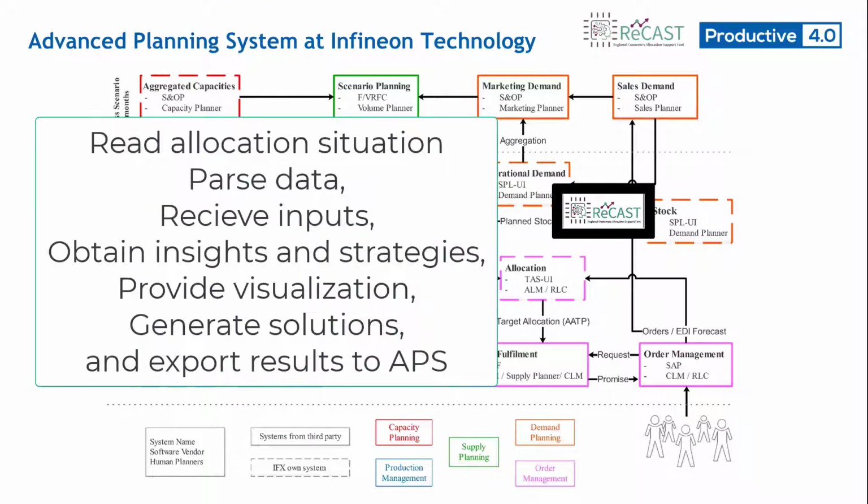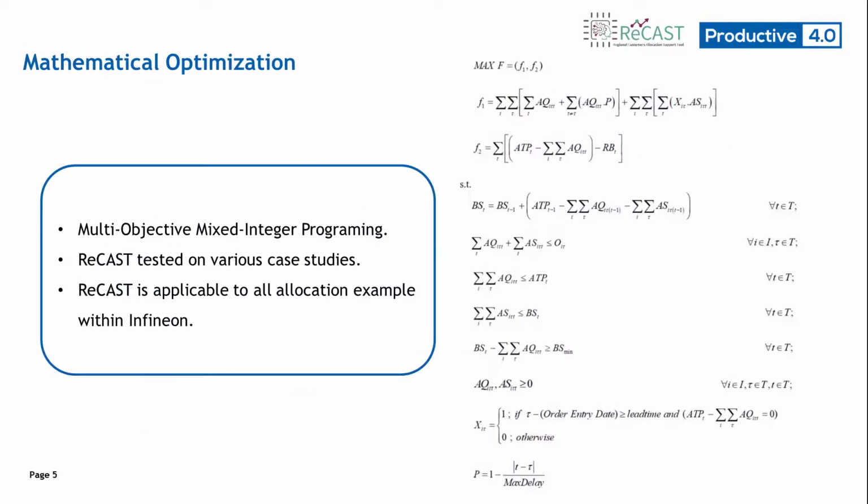Recast reads the allocation situation from the Infineon Advanced Planning System, parses data, receives the planner's input, obtains insights and strategies, provides visualization, generates solution scenarios, and finally exports the selected result in a format readable by the Infineon Advanced Planning System. The output of Recast is imported to another software module under the supervision of the planner. The optimization model and web application handle any type of allocation in tight supply with various input data.